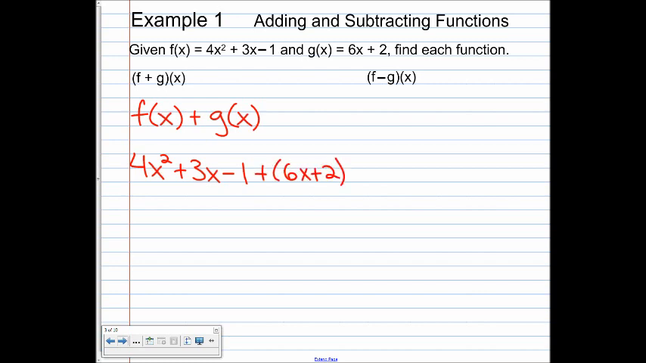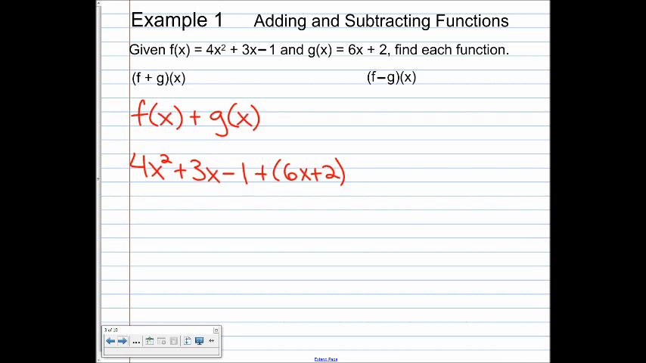Now notice, what did I do around the 6x plus 2? I used parentheses. Now in the addition, it won't affect it. All right, so the parentheses are not actually needed in addition. But you're going to see when we do the next one how the parentheses are important. Okay, so just get in the habit of writing parentheses.